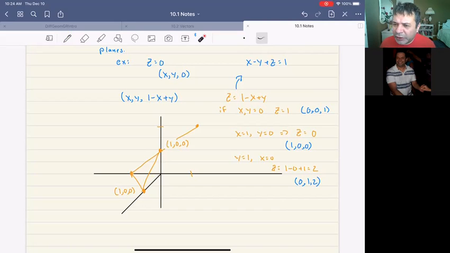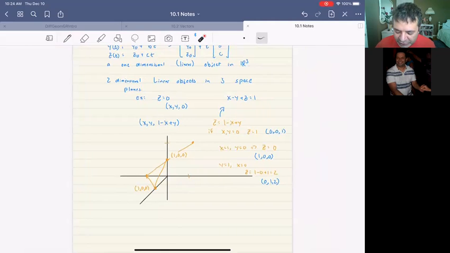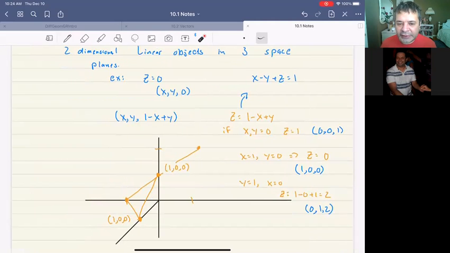We're going to learn more about planes, but there are a couple of questions in the homework about planes, so I wanted you to see how these things come about.